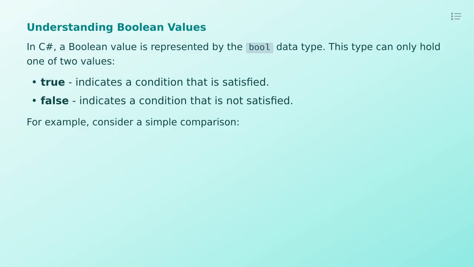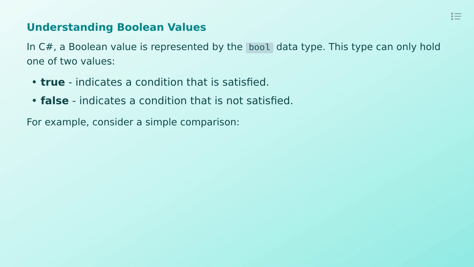Understanding Boolean values, let's dig in. In C#, a Boolean value is represented by the bool data type. This type can only hold one of two values. First, true indicates a condition that's satisfied. Finally, false indicates a condition that's not satisfied.